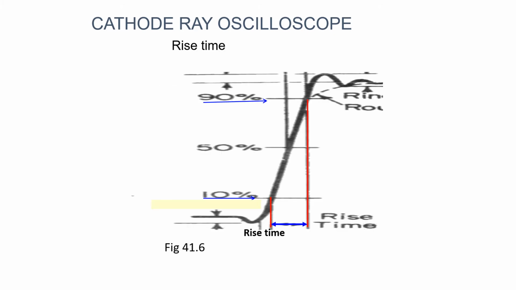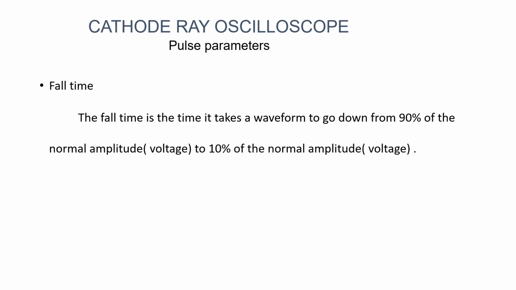So here you can see the rise time is nothing but the time taken by the pulse to rise from 10% of the amplitude to 90% of the amplitude, that is the rise time. Fall time: the time the pulse takes to fall from 90% to 10% of its amplitude is called fall time. So already in the figure we have seen what the fall time is.